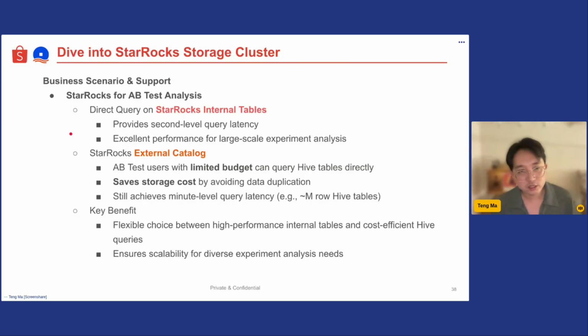In this business, StarRocks can directly query the internal table. When StarRocks queries the internal table, the performance is very good, providing second-level query latency. StarRocks can also query the Hive table directly, which allows users to save storage cost. Some user teams have a limited budget, so they can use this way. They can also avoid data duplication because they do not need to copy data from Hive to StarRocks.